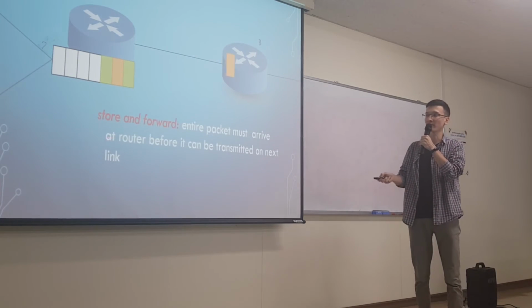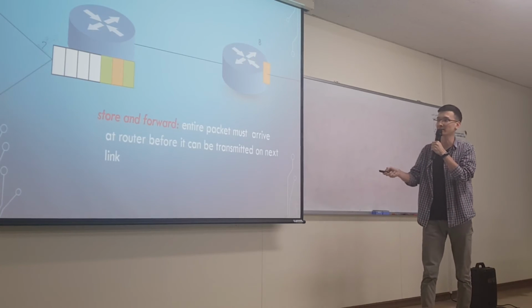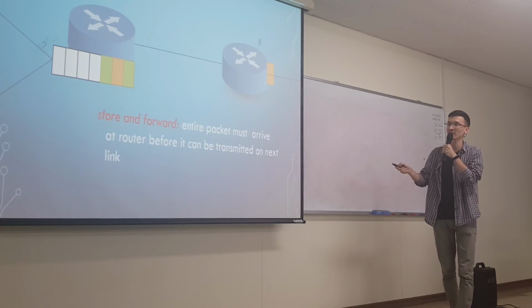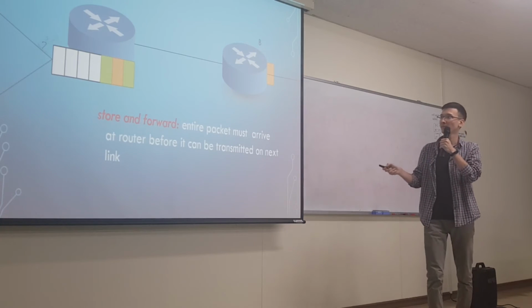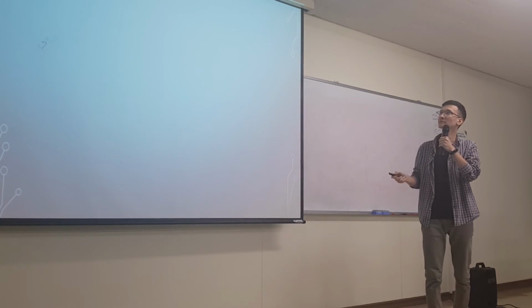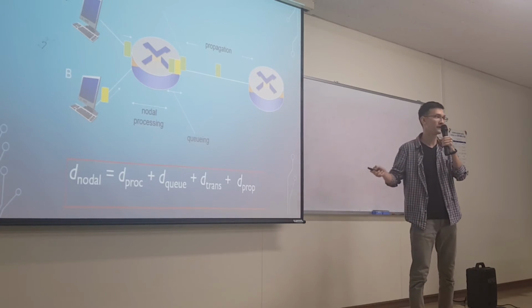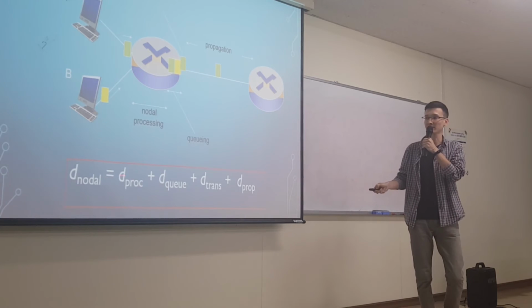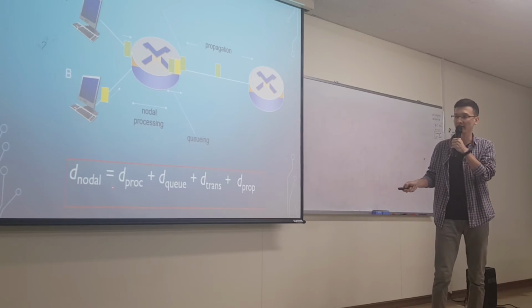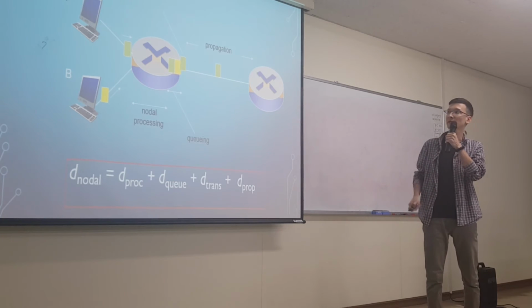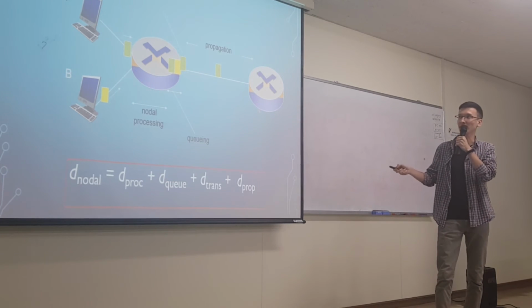One more thing, store and forward. The entire packet must arrive at the router before it can be transmitted on the next link. Here you can see all the delays, and total nodal delay is equal to the sum of all the delays. In this picture you can see all of them.